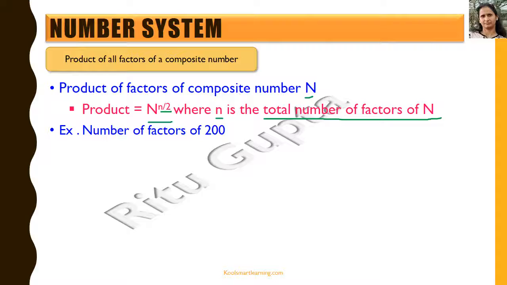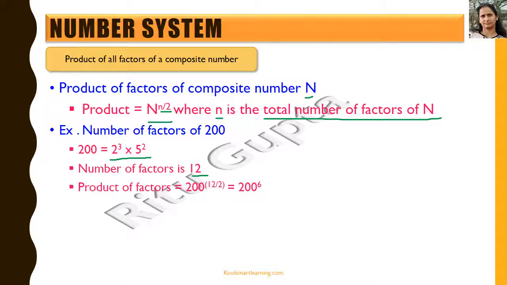So let's take the same example again. We take 200 as a number. We know that it can be represented by 2 cube multiplied by 5 square. So the number of factors is 12, that we've just calculated. Now let's see what is the product of all its factors. It is given by 200 raised to power small n, which is 12, divided by 2. So that gives us 200 raised to power 6 as the product of all its factors.